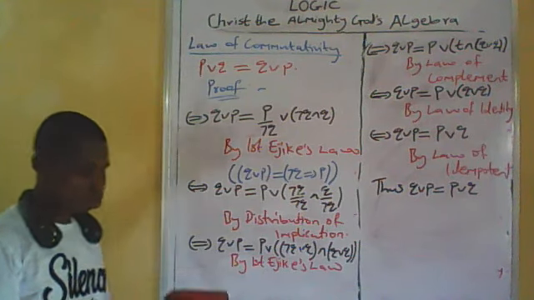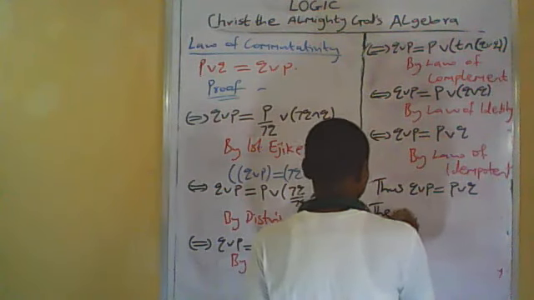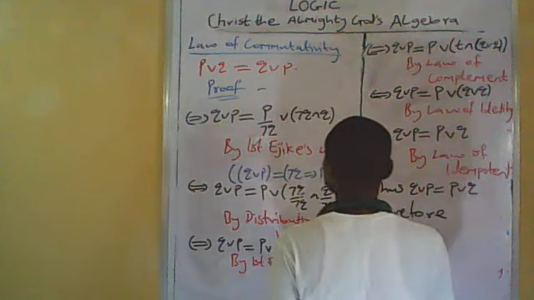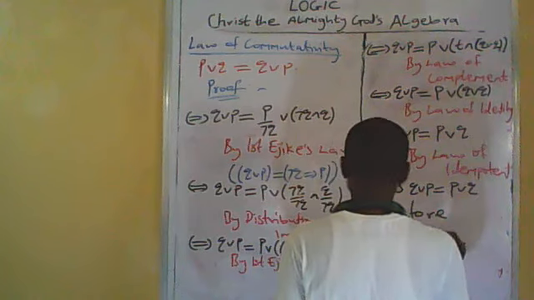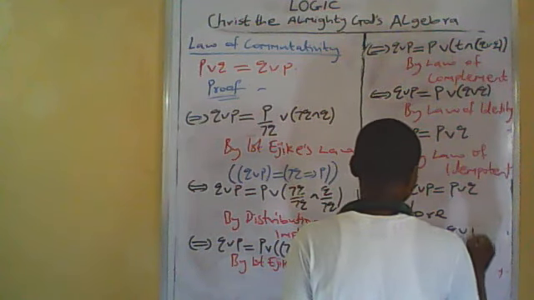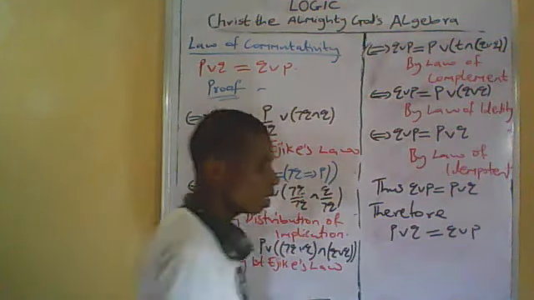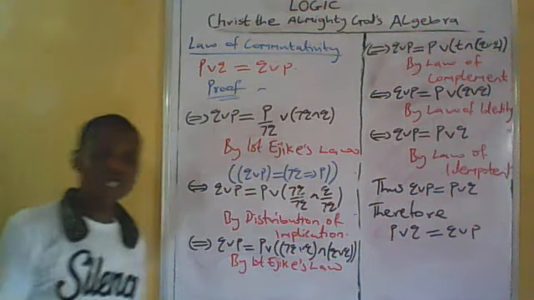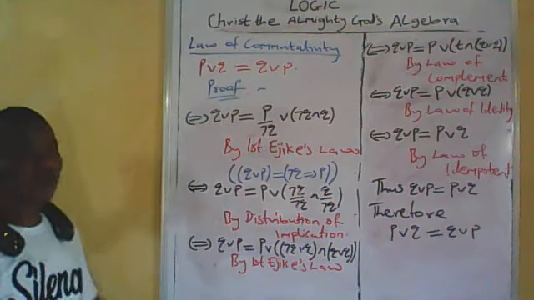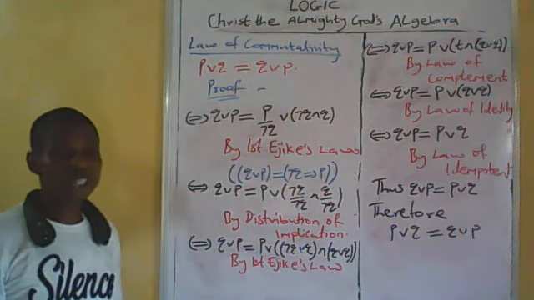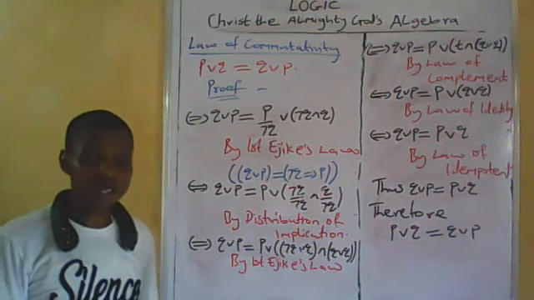We then conclude, therefore, P or Q is equal to Q or P. That means it is the law of commutativity in disjunctive statement. We have now proved that P or Q is equal to Q or P. That is the law of commutativity in disjunctive statement.